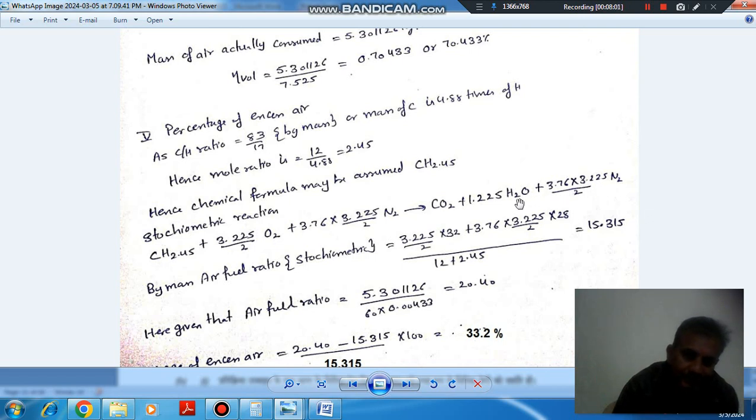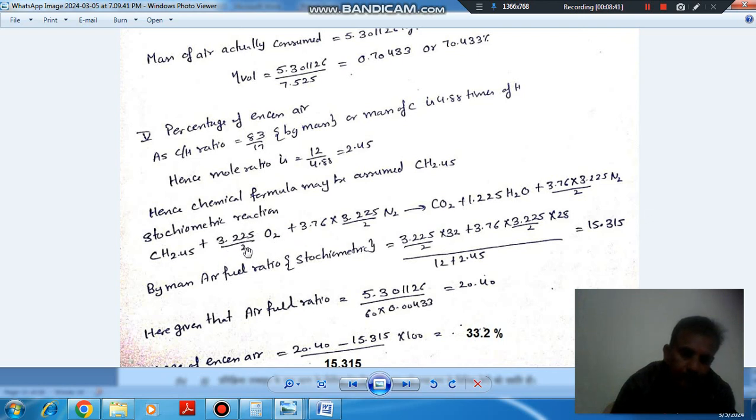There should be no excess O2, no excess C, no deficient O. So now to have end product as H2O, here we have H as 2.45, and here H2, if we take 1.225, then it will be 2.45, so then it is balanced. So now the number of moles of O is 2 plus 1.225, and number of moles of O2 will be 3.225 by 2.